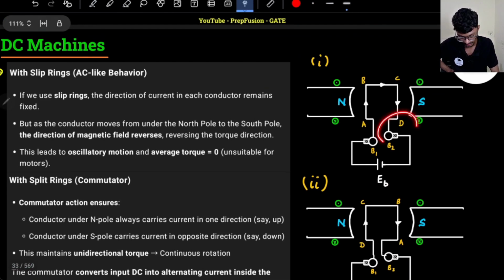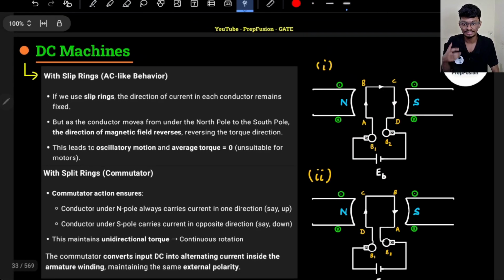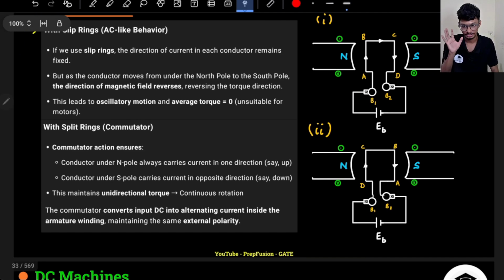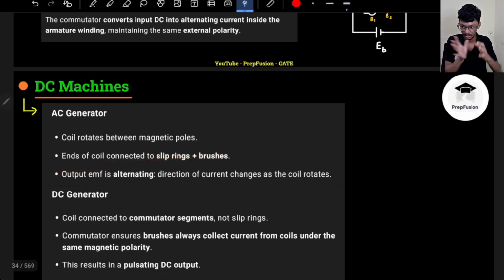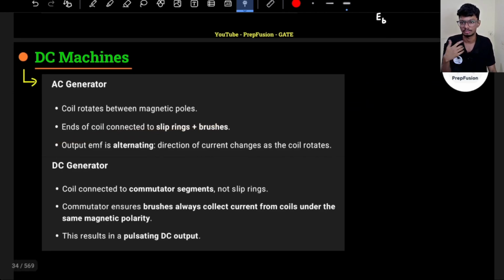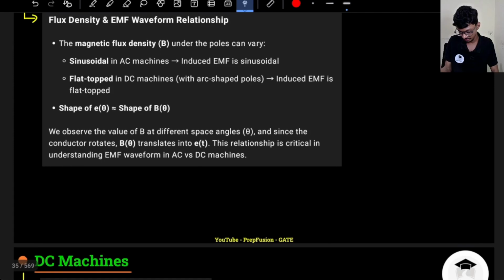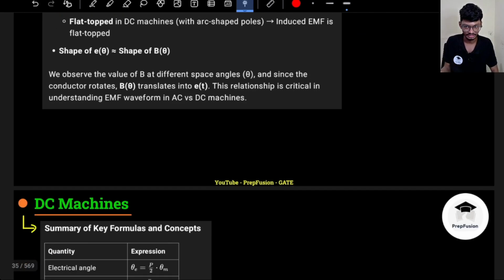Same thing is happening over here: incoming to brush B2, outgoing from brush B1. That is the advantage of commutators. Don't worry, we will discuss commutators more, but I just wanted to give you a teaser. If I don't use this commutator, the current will just be alternating across the output. If I connect the load without a commutator, the current will just be alternating.